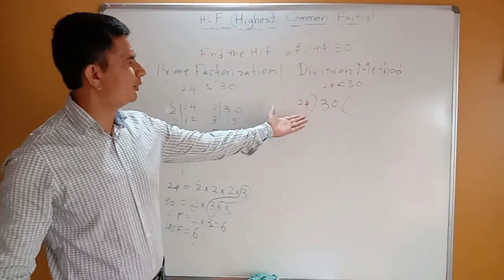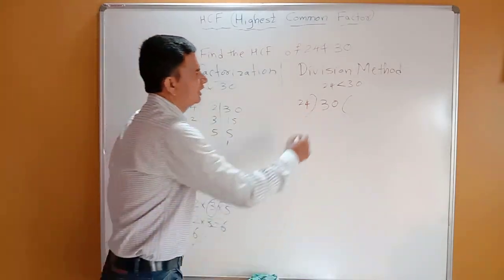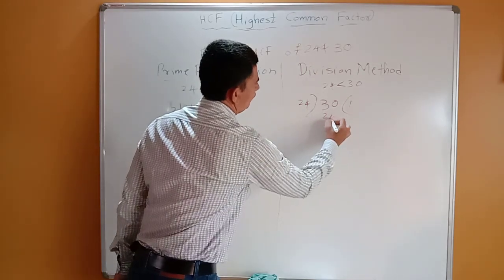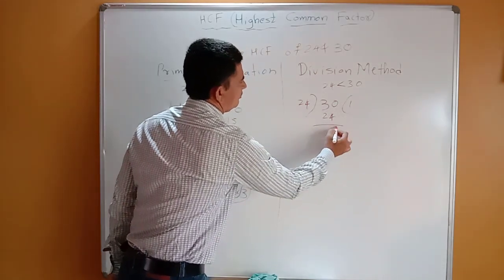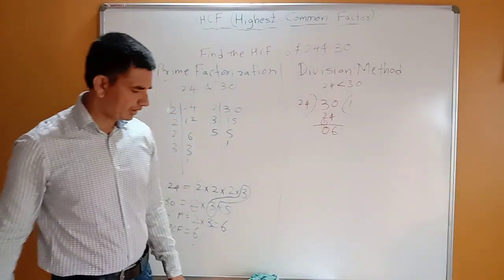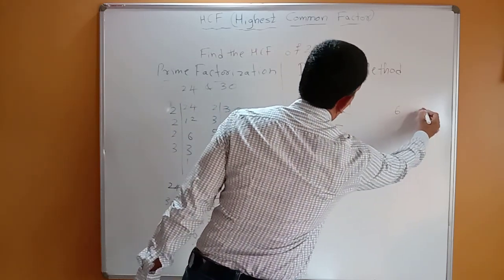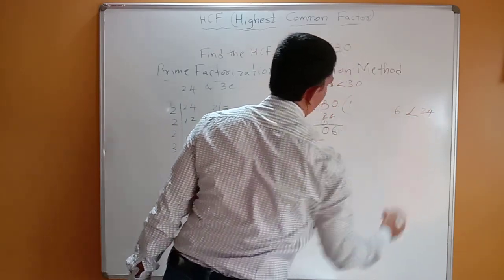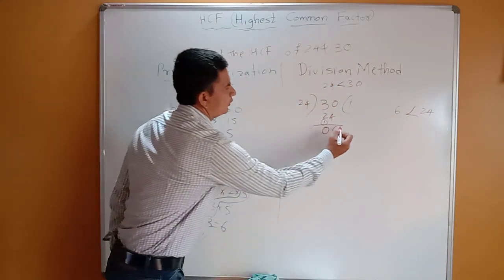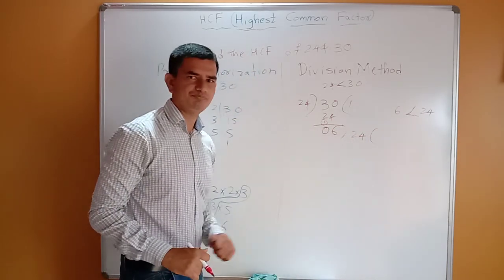Is it possible to divide 30 completely by 24? No. So we take the nearest number: 24 ones are 24. 10 minus 4 becomes 6, carry 3 minus 3, 0. Now the next step is with 6 and 24. Which is the greater number? 24 is greater. So we take 24 divided by 6.